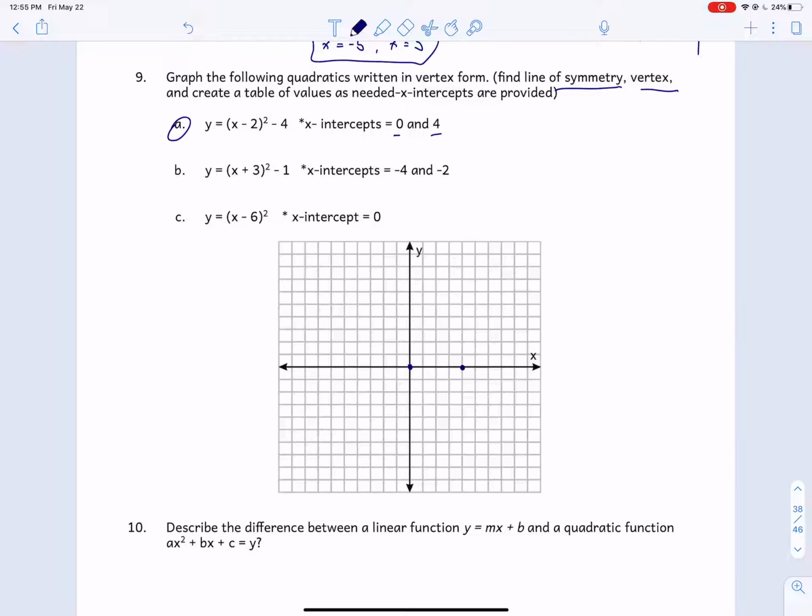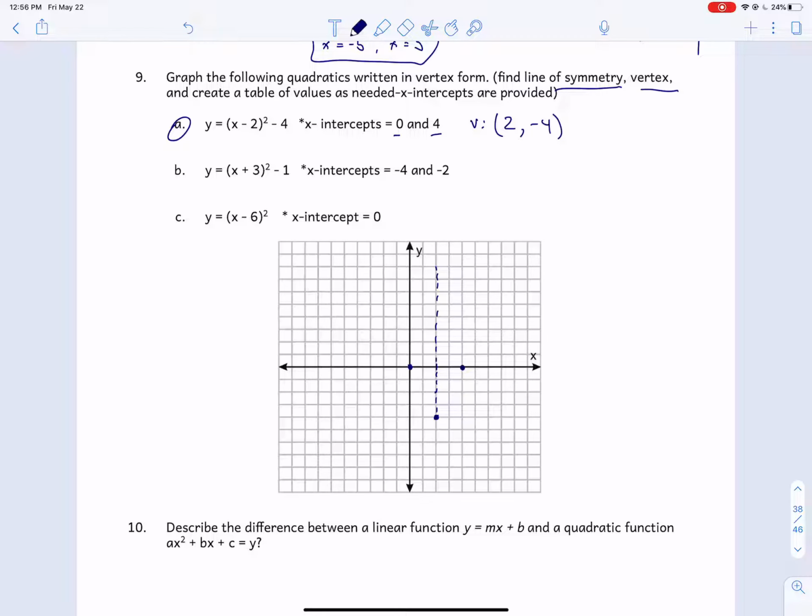1, 2, 3, 4, okay. And the vertex, so what's the vertex? So remember to change the sign of the x. So we have 2, comma, negative 4. 2, comma, negative 4 is there. Okay, it should be right in between, right? This is the line of symmetry. So wherever those x-intercepts are, the line of symmetry is exactly halfway between them.